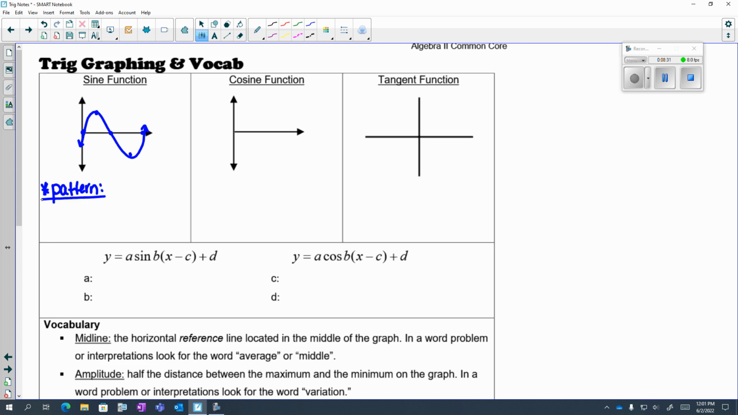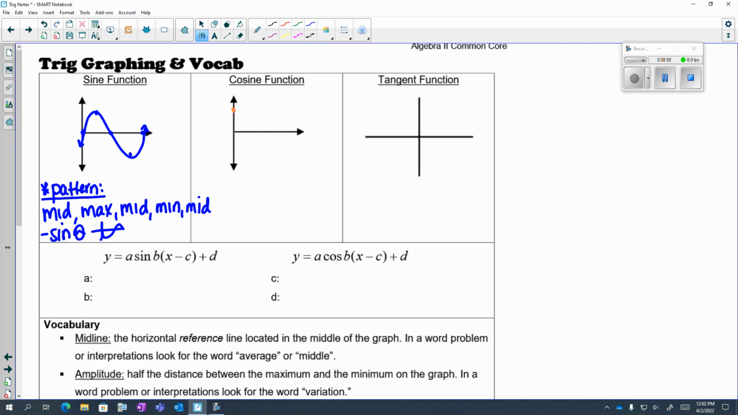It's a 5-point pattern that we follow. So this is midline, max, midline, min, midline. If it was a reflection, so if it was a negative sine graph, it would still start at the midline, but it would go down first. It would look like that.